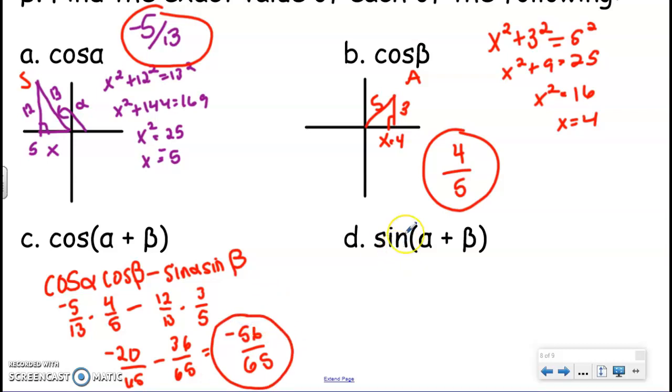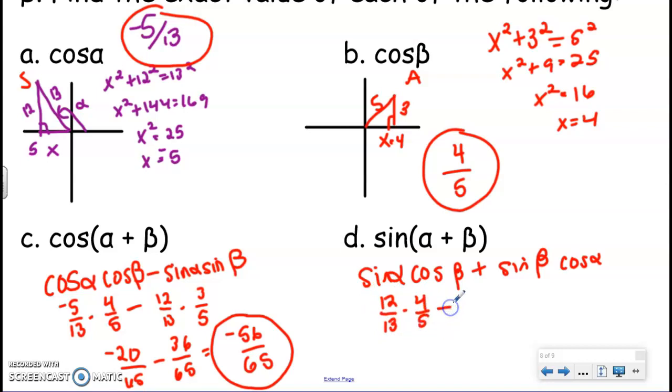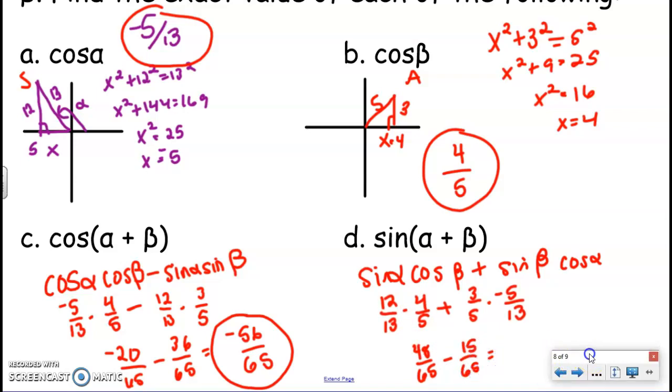Okay, and then using the formula for sine of alpha plus beta, we have sine of alpha, cosine of beta, plus sine of beta, cosine of alpha. Okay, and then plug those in. So sine of alpha was 12/13. Cosine of beta is 4/5. Sine of beta was 3/5. And cosine of alpha was negative 5/13. So I have 48 over 65 minus 15 over 65 gives me 33 over 65.